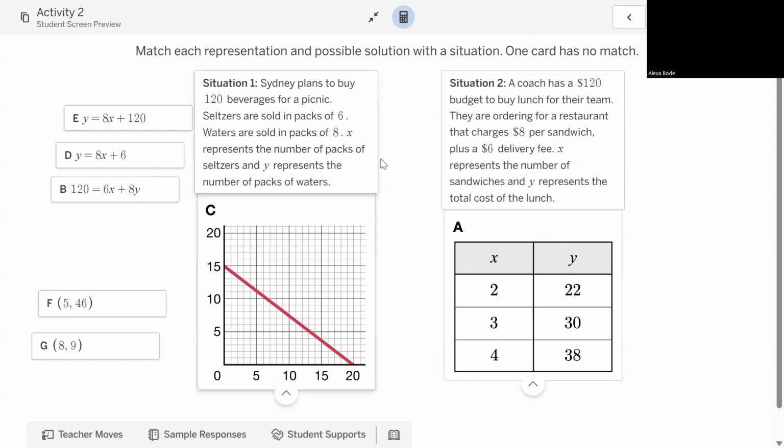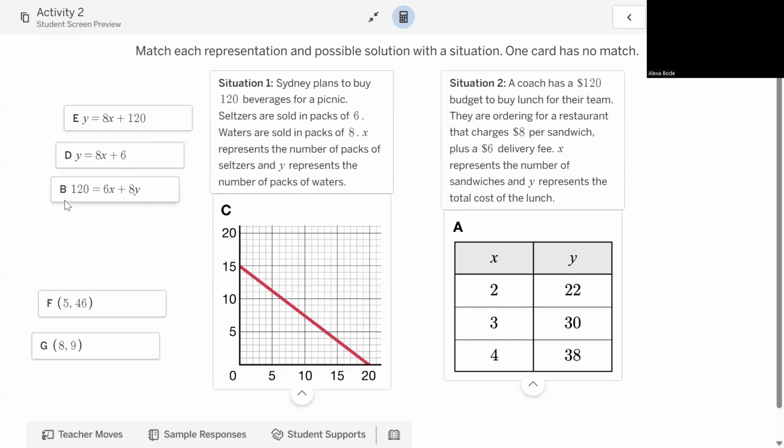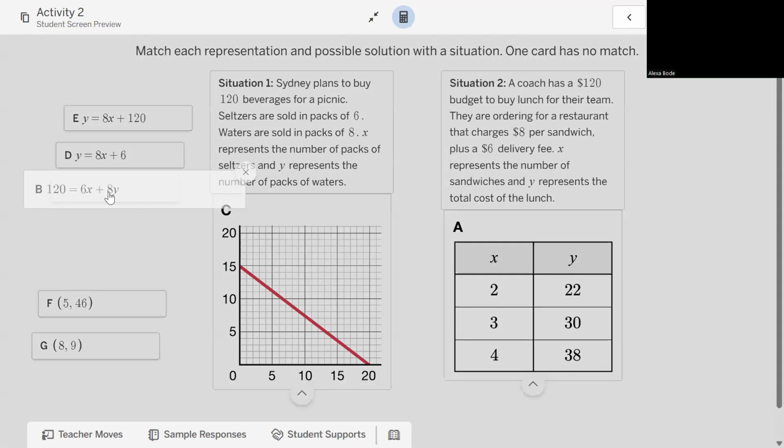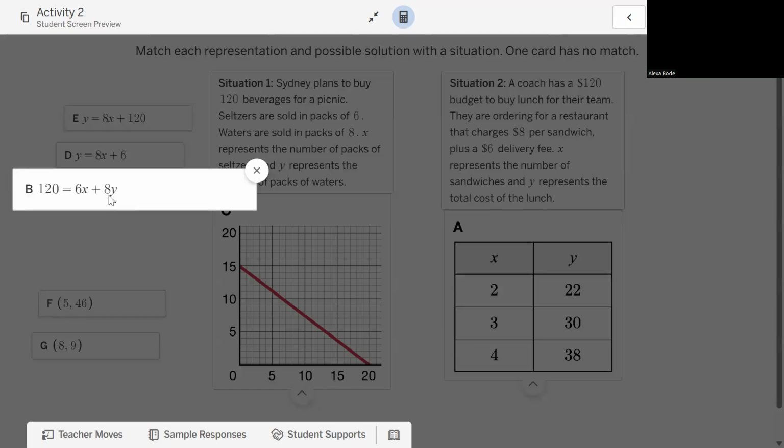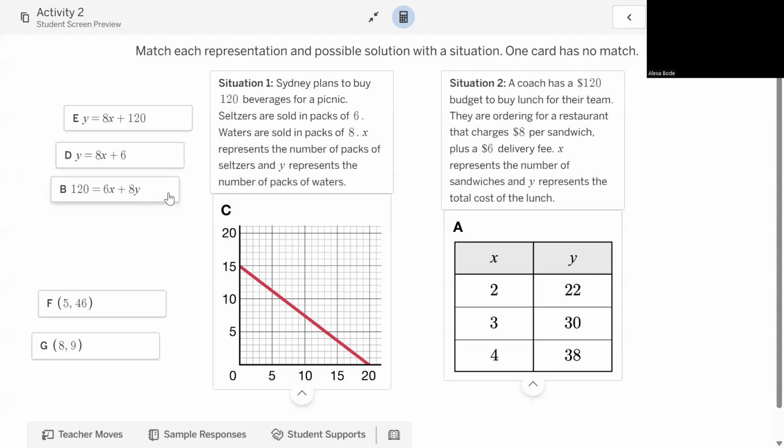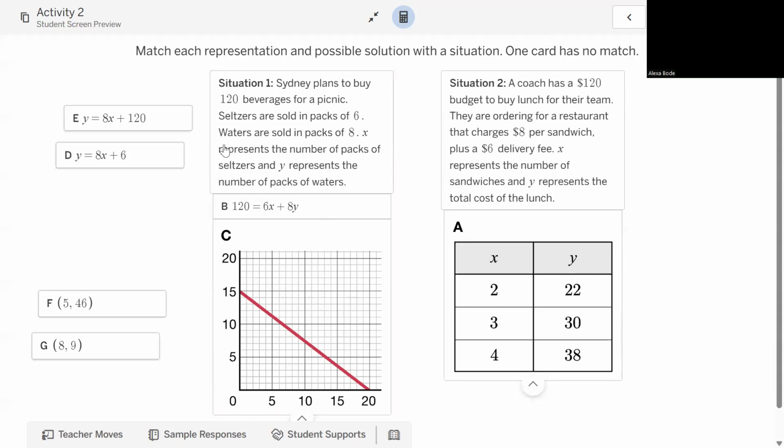So I've kind of talked about situation 1 is that standard form equation. Only one of these is standard form, but I want to talk about it. We have 120 beverages is what she's buying. So that's our total of 120. And they just put the C in front instead of on the back, where I told you guys it's AX plus BY equals C. They just did C equals AX plus BY. So we have 120 equals 6 seltzers per pack of seltzers plus 8 waters per pack of waters. So this goes with that situation 1 that is standard form.